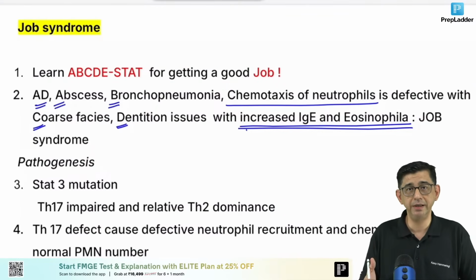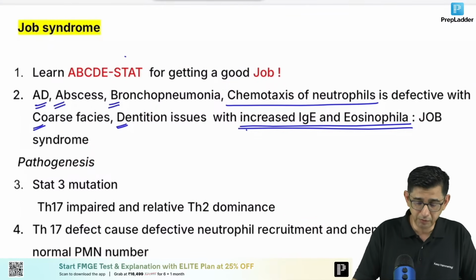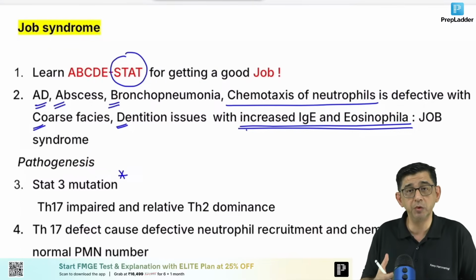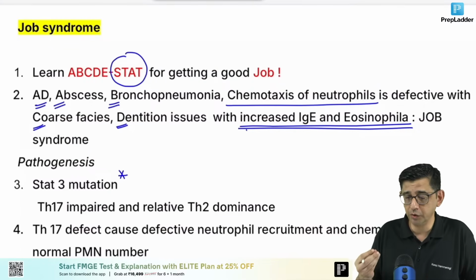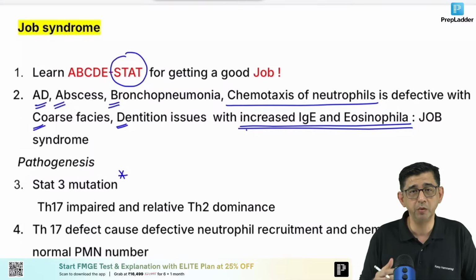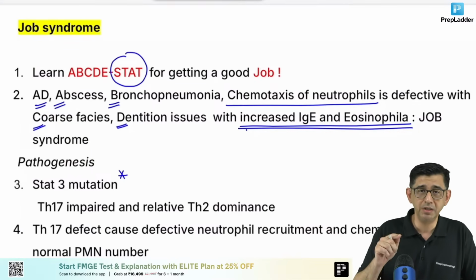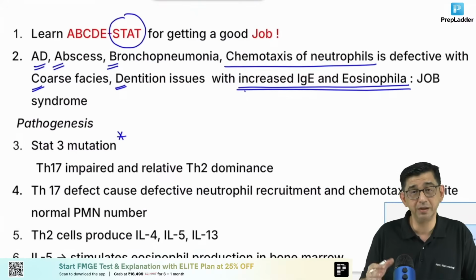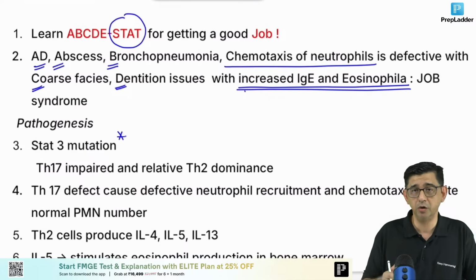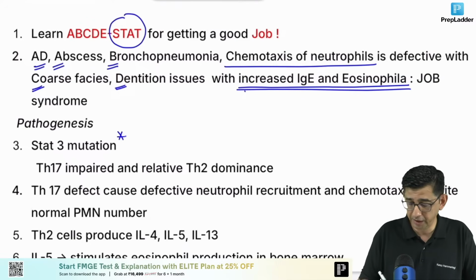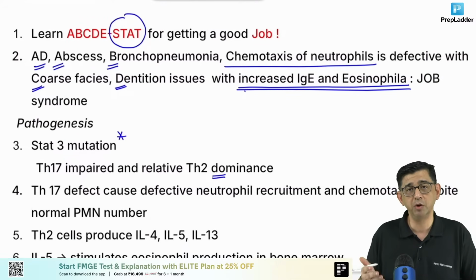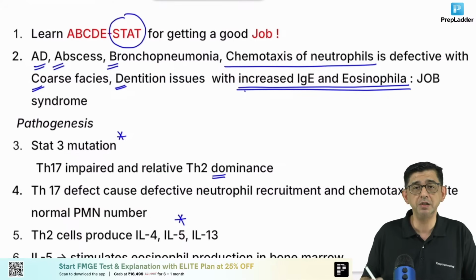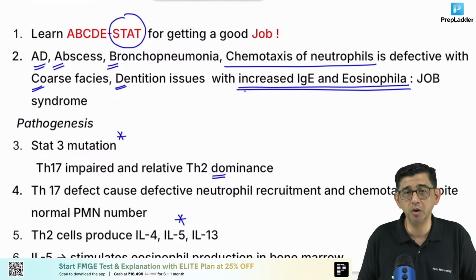So ABCDE stat. Now what do you mean by the word stat? The word stat here is for the mutation that is seen in this condition. What is the mutation present here? STAT3 mutation. There is a STAT3 mutation which is present here. And what does the STAT3 mutation cause? What I said in the beginning, Th17 cells are not going to function properly, and Th2 cells will be having a dominance, and you are all aware that Th2 cells would be causing more production of interleukin 4, interleukin 5, which cause an increased eosinophil production in the bone marrow of the patient.